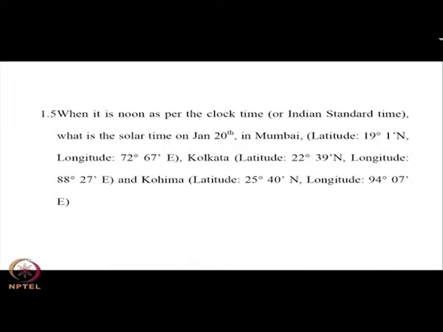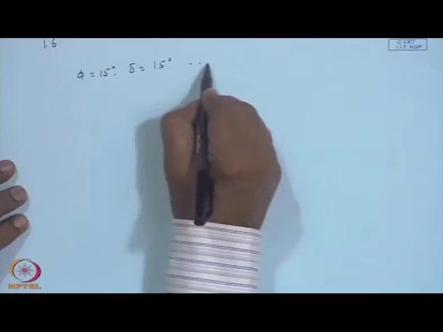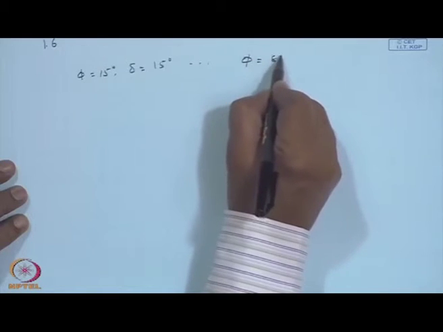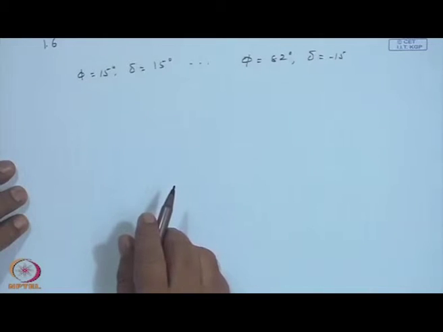So, we will go to the next problem, 1.6. What are the sunset hour angles and the day length for the following? Here I did not specify the names of the locations, but just these examples: phi, for example, 15 degrees and declination 15 degrees, and so on, up to latitude of 82 degrees and declination of minus 50. So, 5 examples were given.